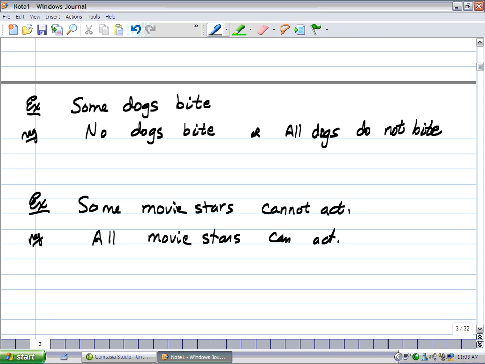So we'll look at using symbols to represent these statements in the next one, which will be a lot longer.